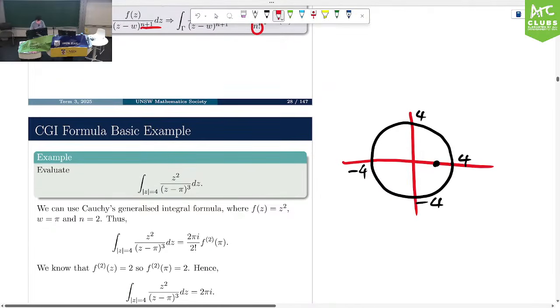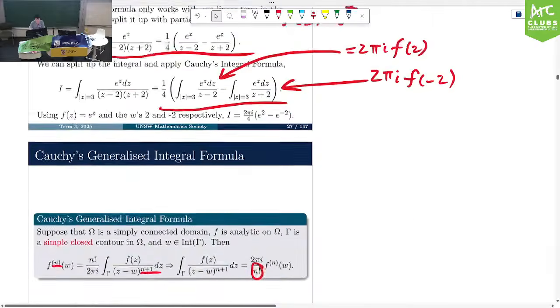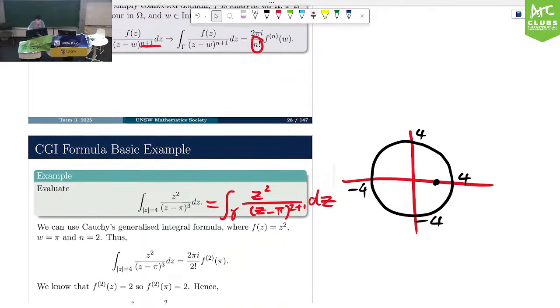So z minus pi, so let me just write the contour using gamma. This equals the integral of z squared over (z minus pi on 2) to the power of 3, dz. We want to put it in the form which allows us to use Cauchy's generalized integral formula, which has an n plus 1 in the denominator.